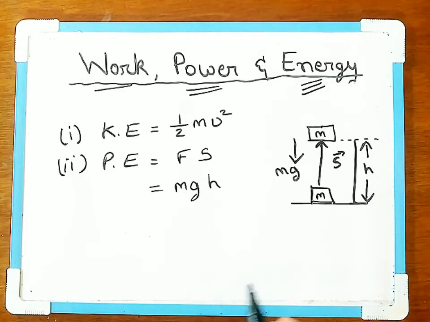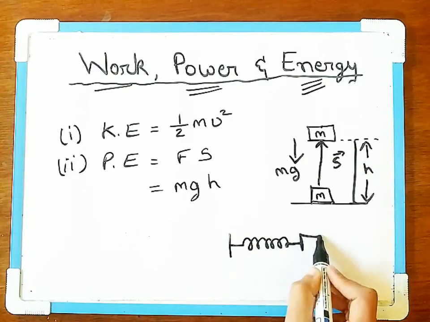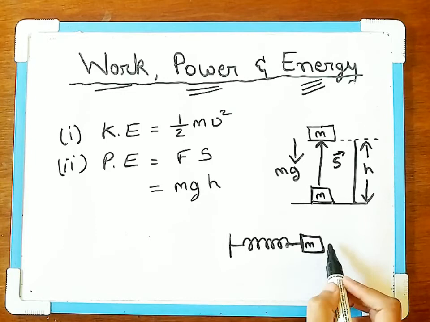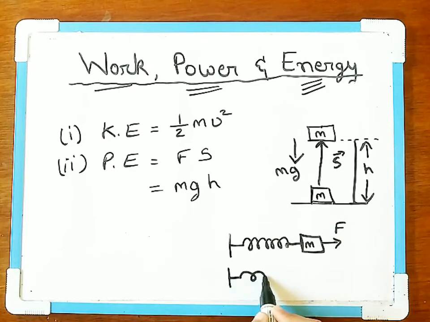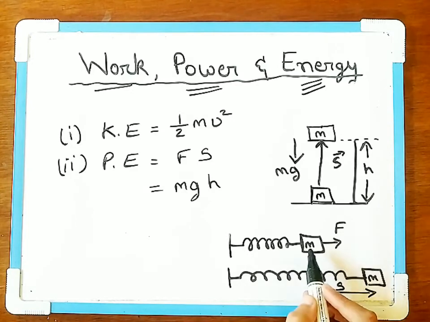Another example of this potential energy is due to a spring. If we have a spring connected to a block of mass m, and we apply a force in this direction and displace this block of mass m by some displacement from here to here, this is the displacement, and this is the force applied. And the force is applied against an opposing force set up in the spring. So there is an opposing force known as the restoring force set up in the spring.